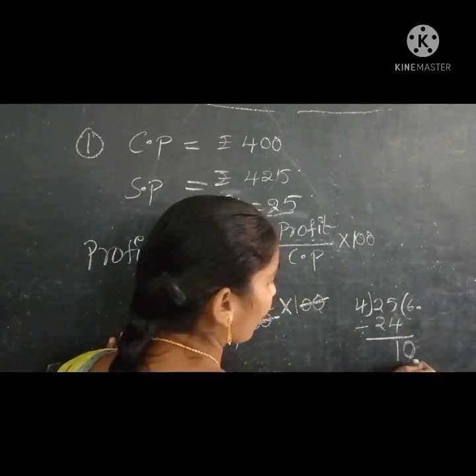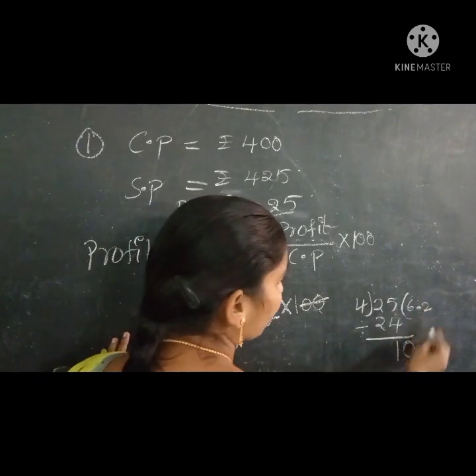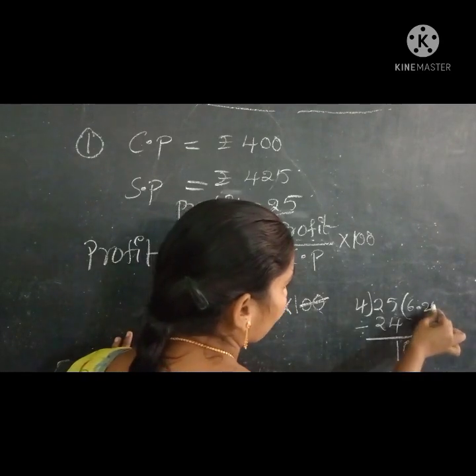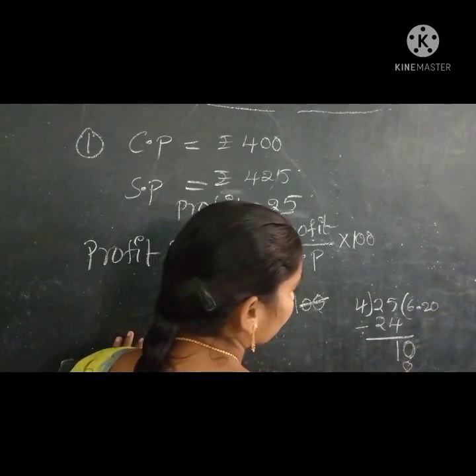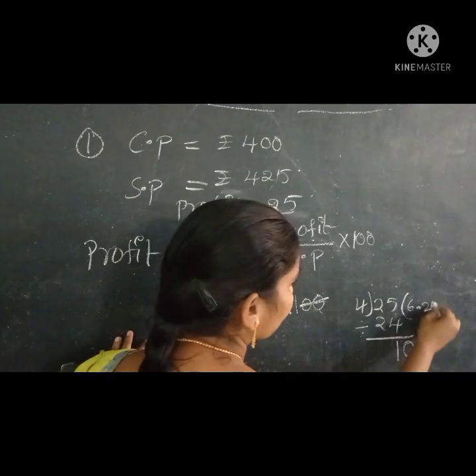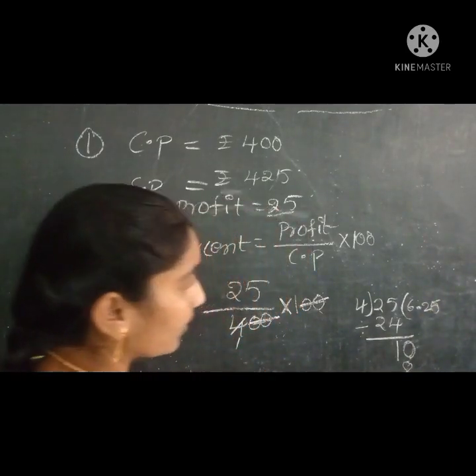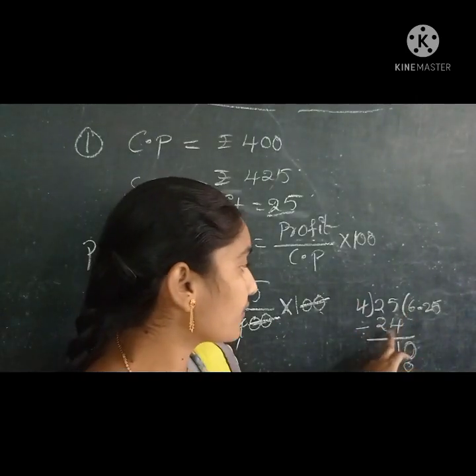Here, if we put the point, we can add 0. 4 2s are 8. Again put the 0. 4 5s are 20. Okay na? 4 6s are 24.